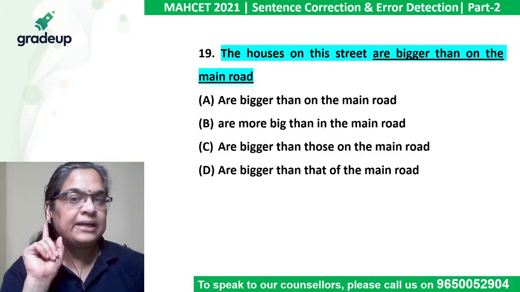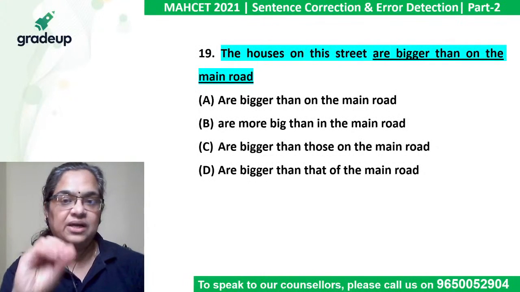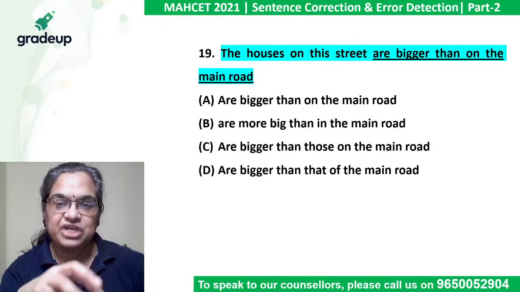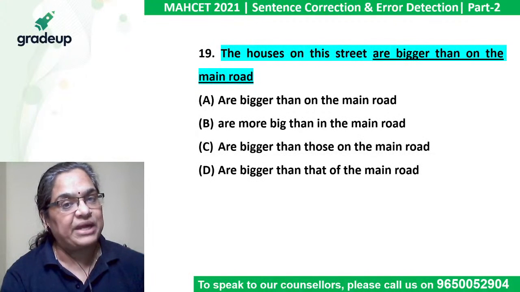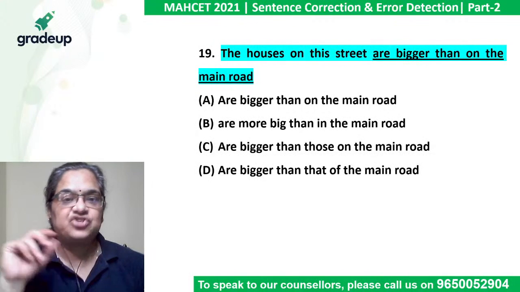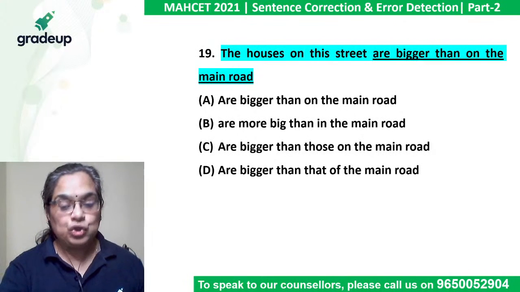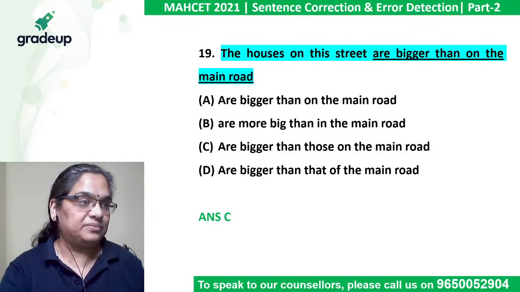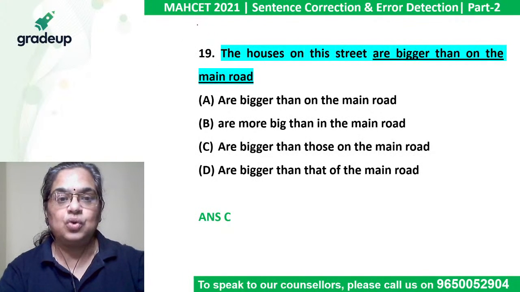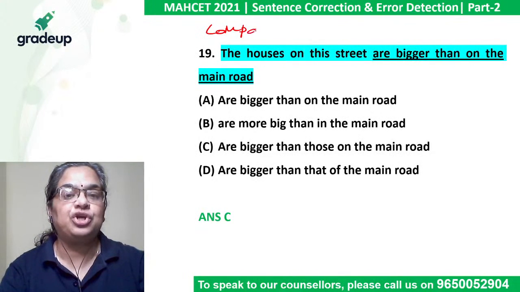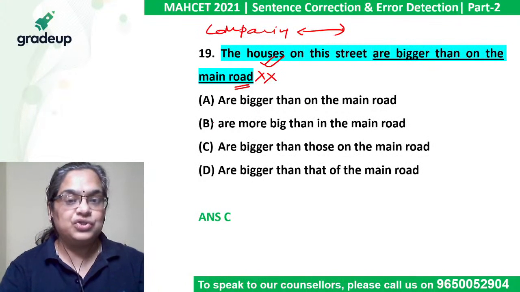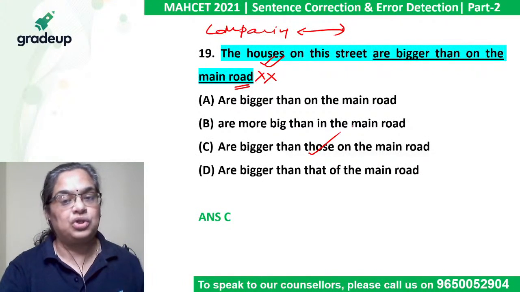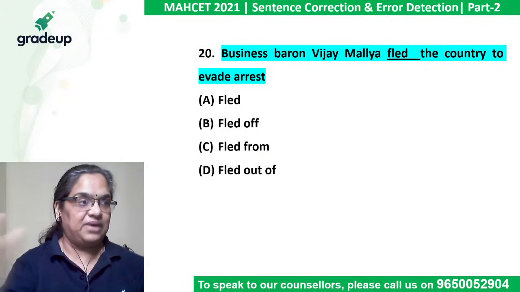When you are comparing, comparisons have to be logical. Compare houses on the street, not with the main road. Compare houses on the street with houses on the main road. So, the houses on the street are bigger than those on the main road. Got it? So, whenever you are comparing, make sure that you compare equal entities. You are comparing houses with the main road here, which is wrong. So, the houses are bigger than those on the main road. All right, khatam. Last.